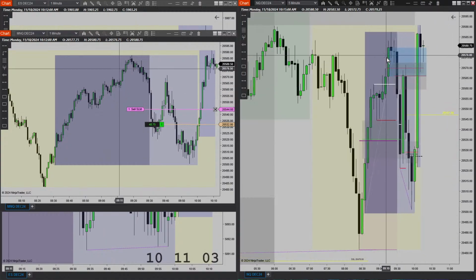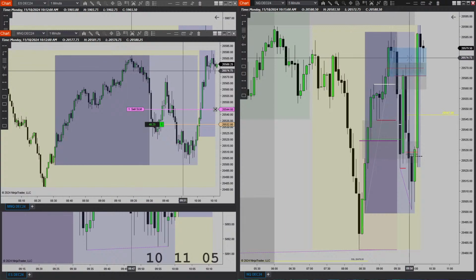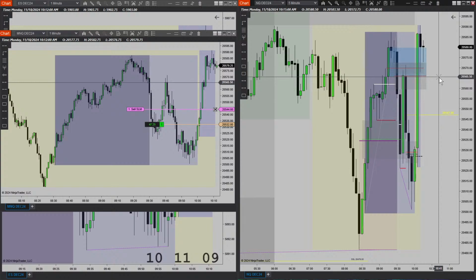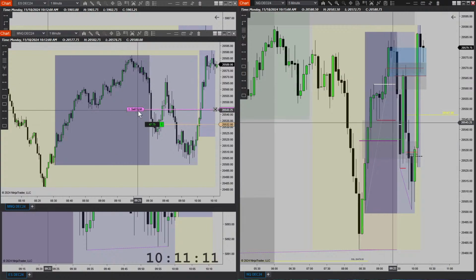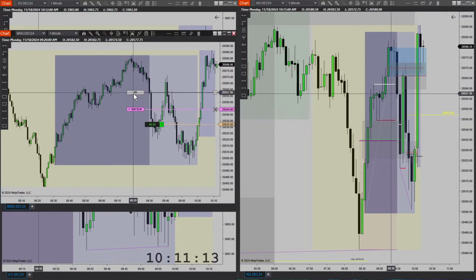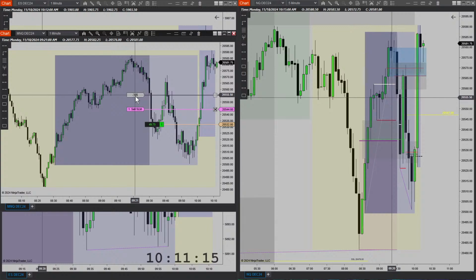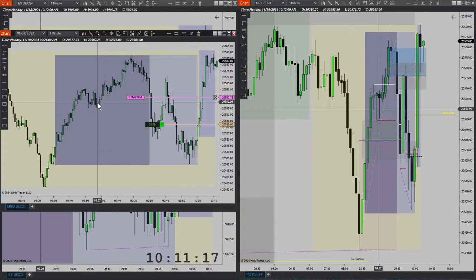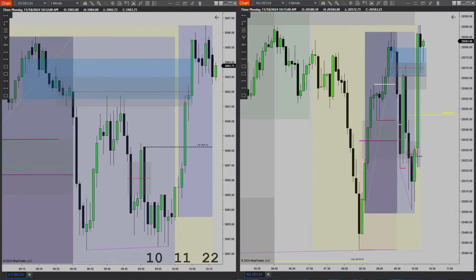Yep. So now we're in a unicorn. So it should hold here. So you know what? I'm actually going to raise it. That's my stop. Yep. All right. So let's see one more thing.